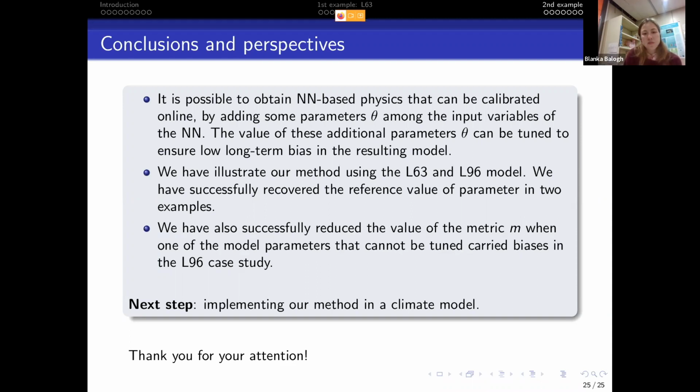The next step will be to implement this method in a climate model for a more realistic case study.